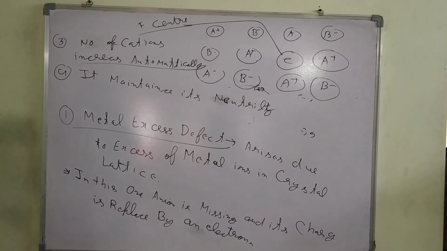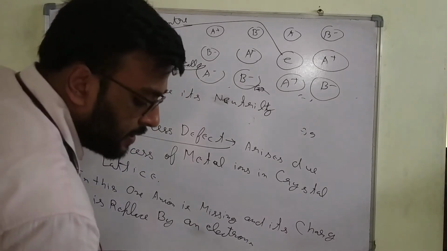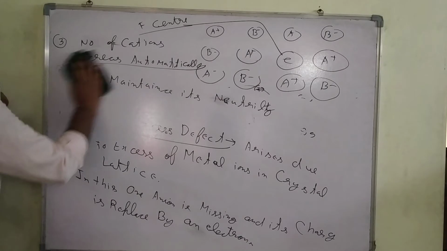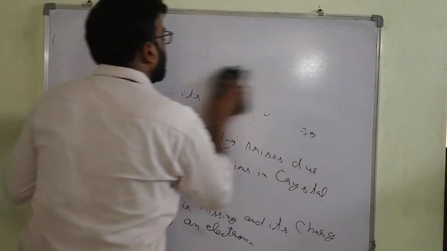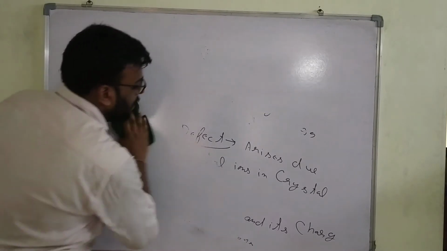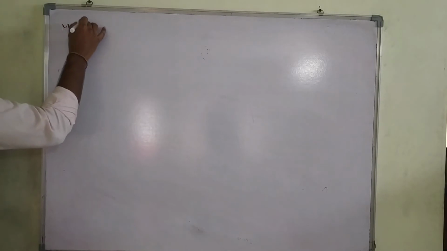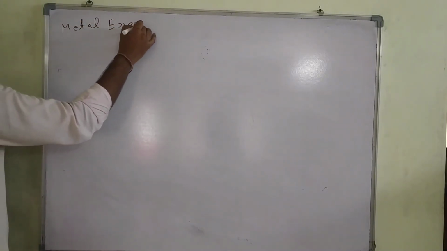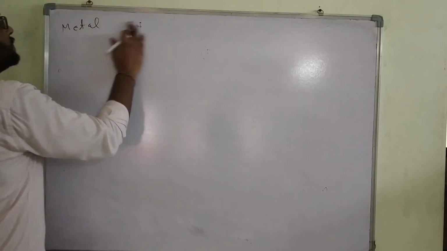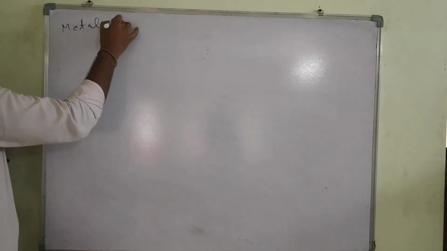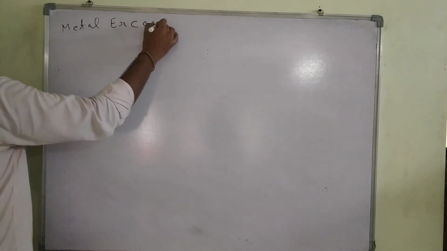Metal excess defect. It is F-centered. The diagram is like this. Let me rub this out. Next heading is this. Okay, next heading is metal excess defect. What is metal excess? What is the spelling? Metal excess defect.